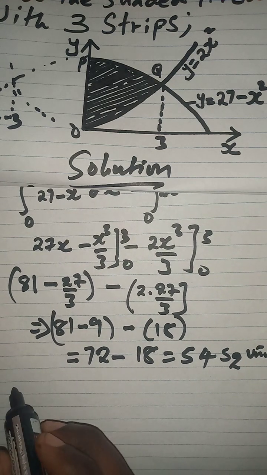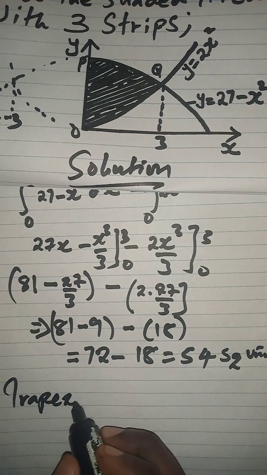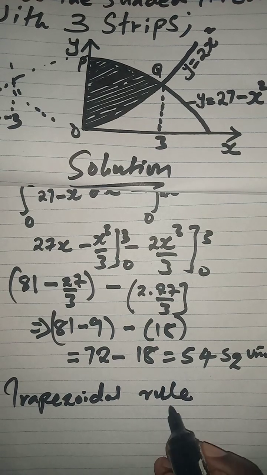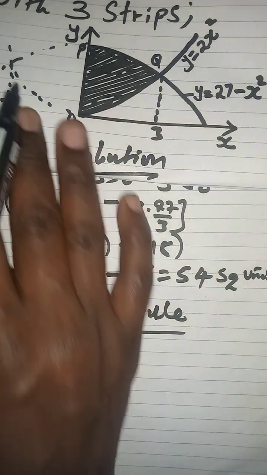I'm going to use the second approach, called the trapezoidal rule, so that we can compare how the area behaves.